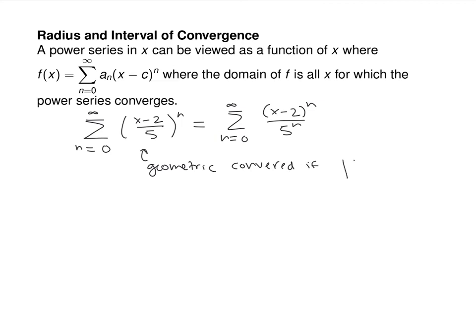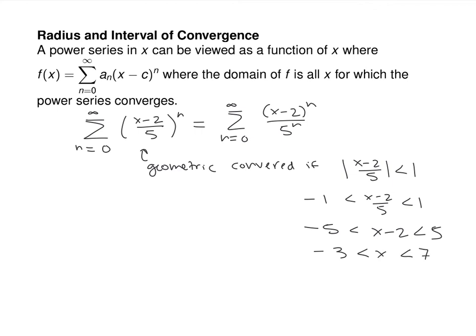if the absolute value of (x minus 2) over 5 was less than 1, which is the same thing as saying -1 is less than (x minus 2) over 5, which is less than 1. Or -5 is less than x minus 2, which is less than 5, or -3 is less than x, which is less than 7. So this can be thought of as a function, and the domain of that function is all the numbers between -3 and 7. We're going to learn today how to handle more complicated things than just geometric series.